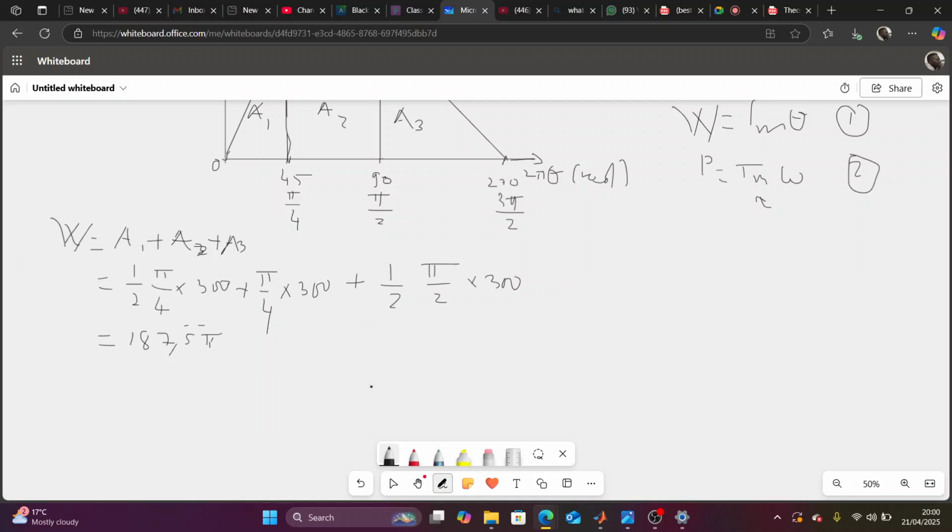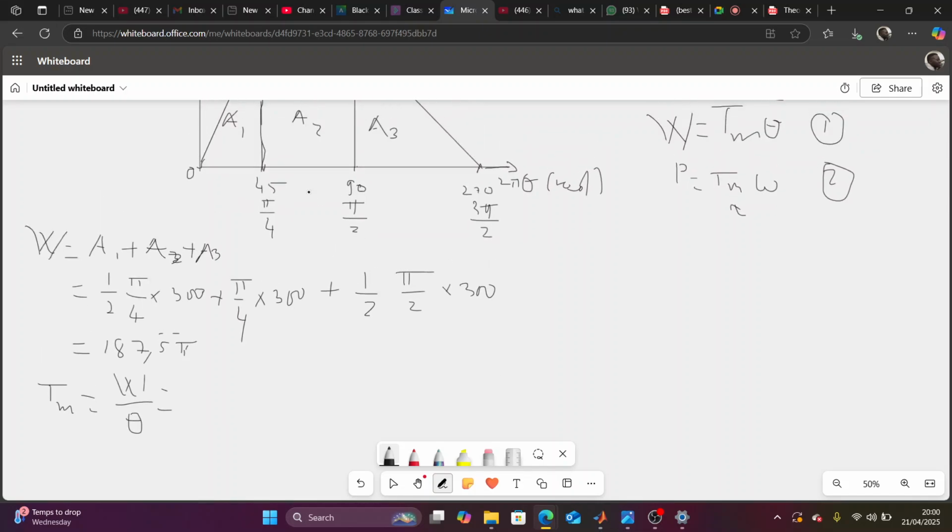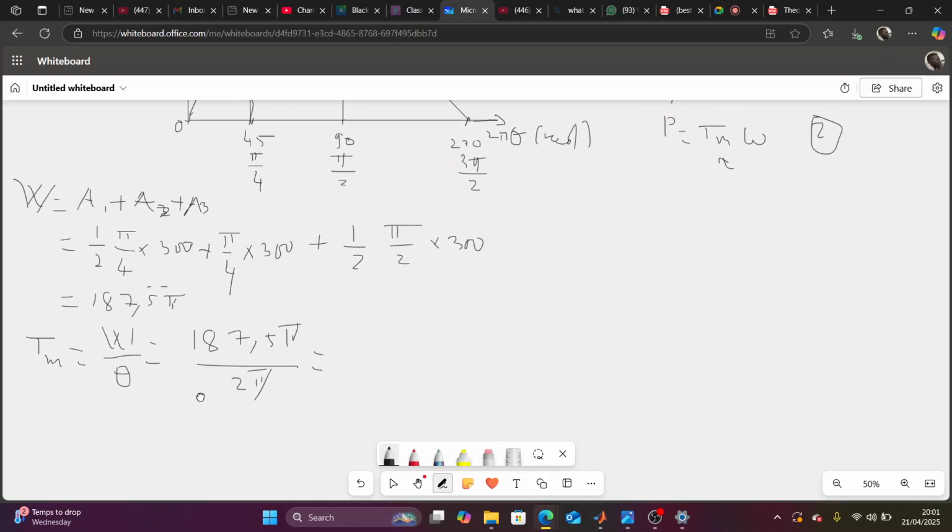Okay, if we have the work done, what can we find now? We can find the mean torque, right? Yeah. What is mean torque? It is work over theta. What is the theta? We take the theta for the revolution, for the 360, it is 2 pi. So we're going to have 187.5 pi divided by 2 pi, so that the pi and pi cancel. What is the answer of the mean torque?